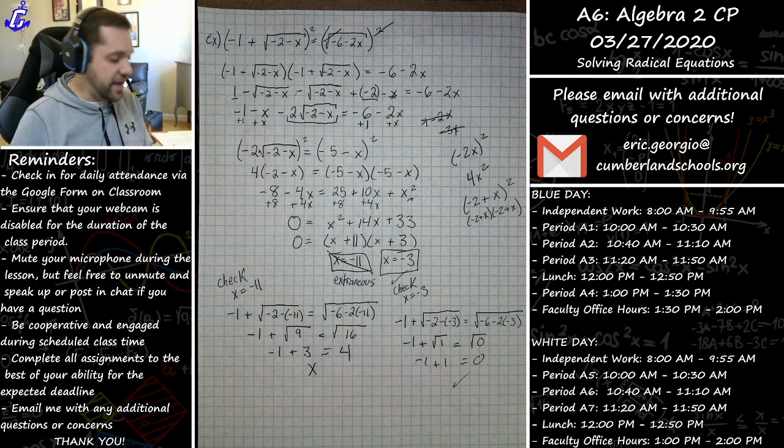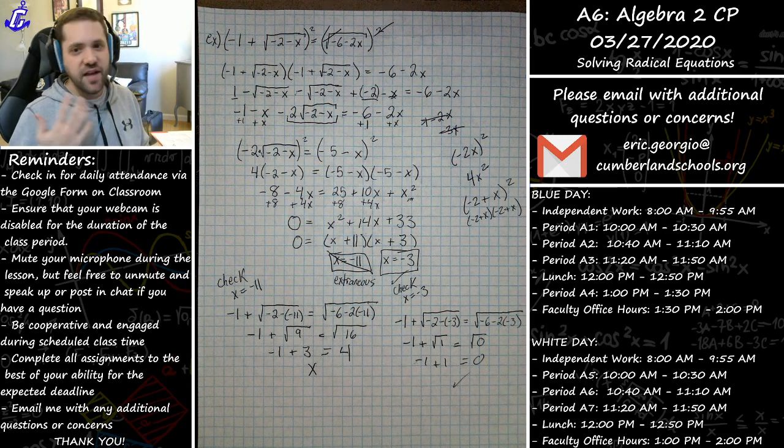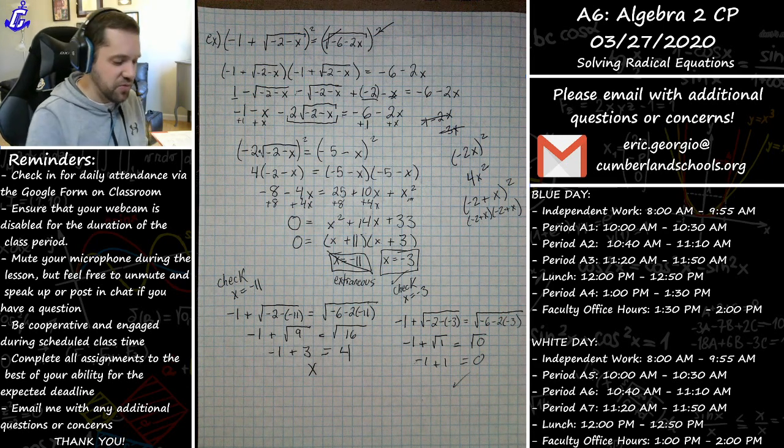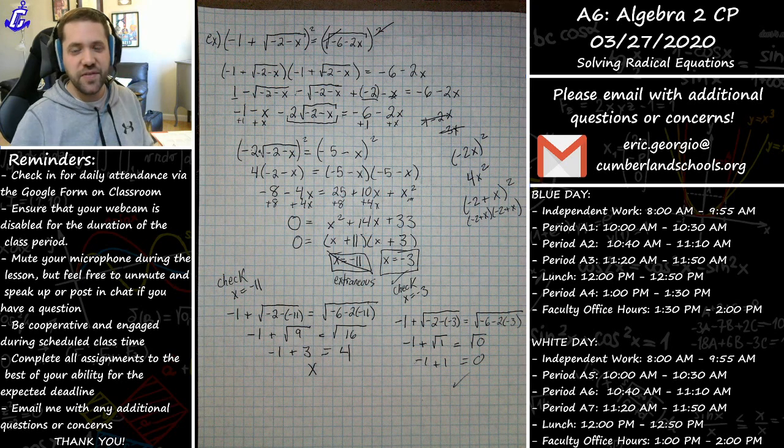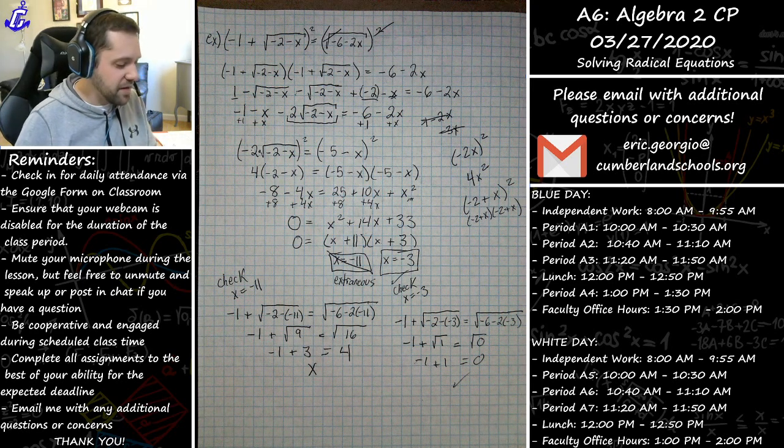Keep in mind that it is possible that after going through all of this, you could have checked both solutions, and they both could have been extraneous, in which case you would say that the problem has no solution. A little disheartening after going through all this work to only find out it has no solution, but still a thing that can happen. All right.